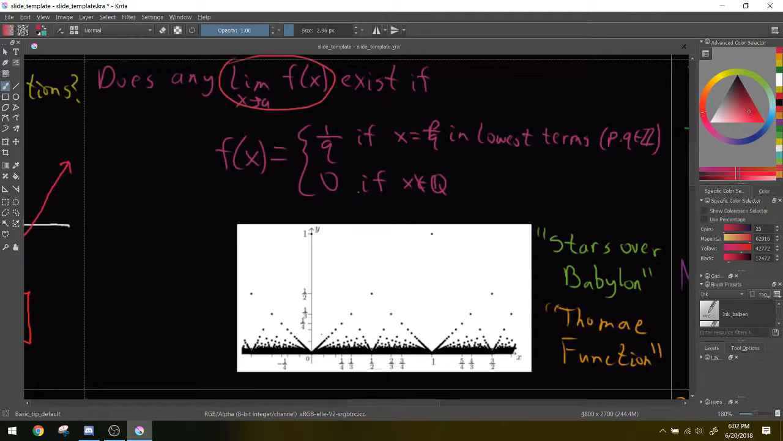Every point of this function, the limit as x approaches a of f of x exists, and it equals 0. That's remarkable to me, because this function is somehow the least smooth you could possibly imagine. There's no connected curve anywhere. At every single point, it jumps back and forth between 0 and these fraction values infinitely often. And nonetheless, the limit as you approach any of those points exists and it equals 0.